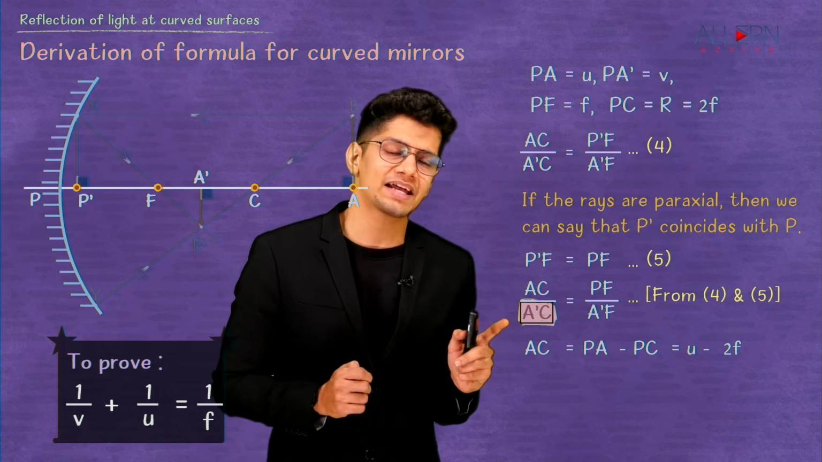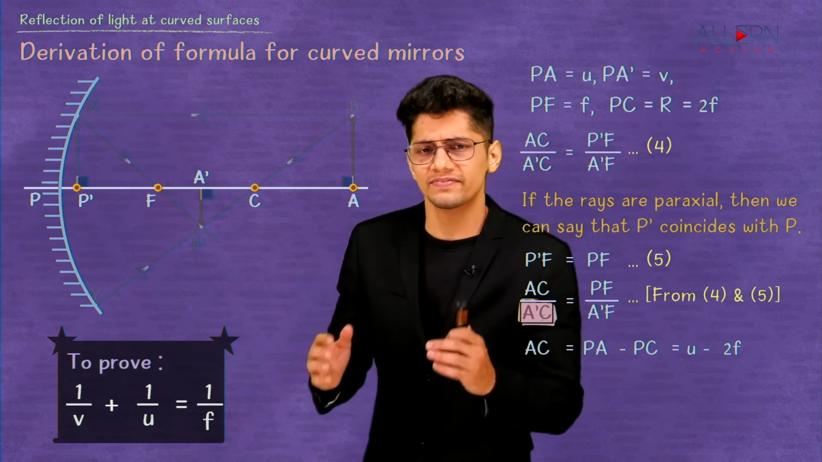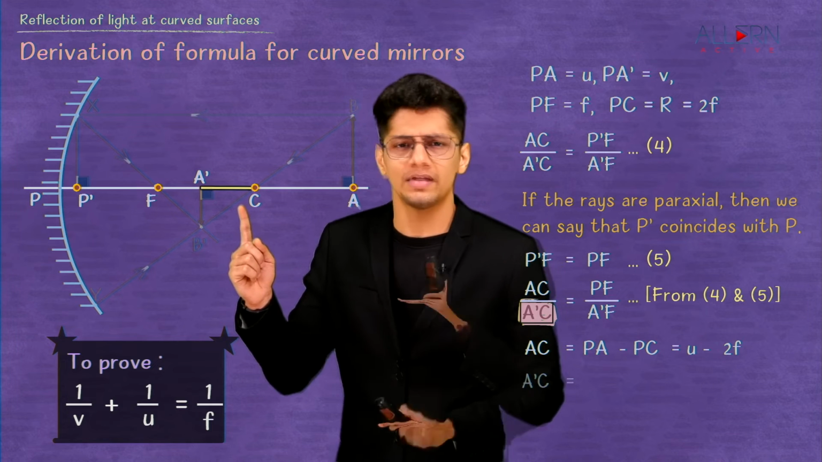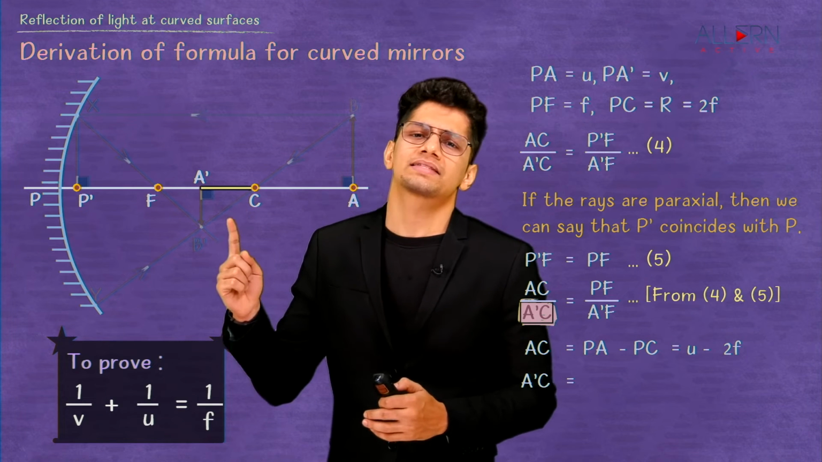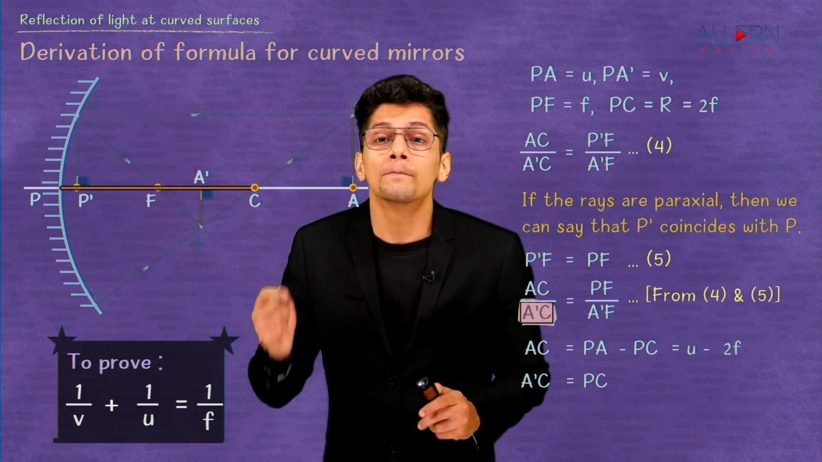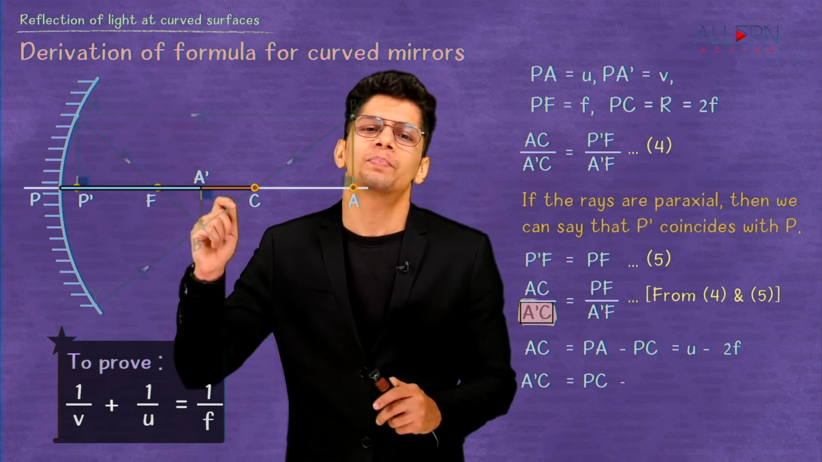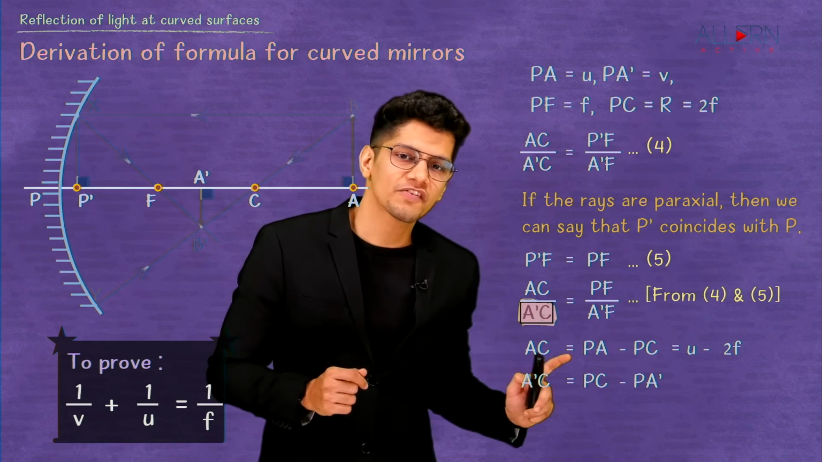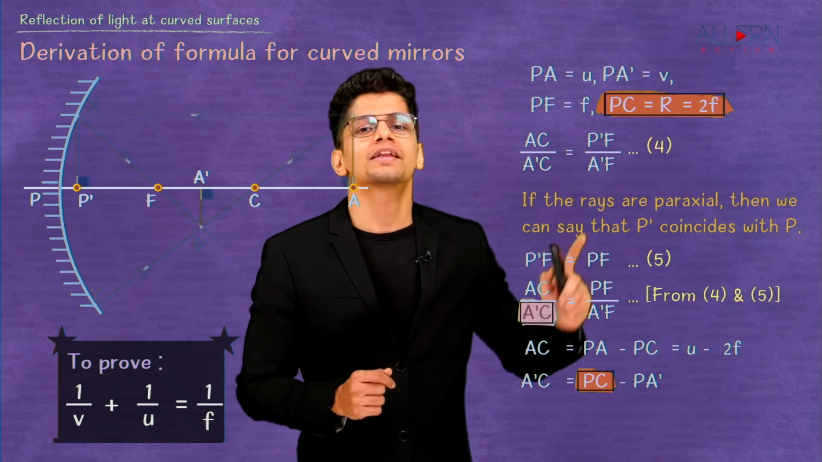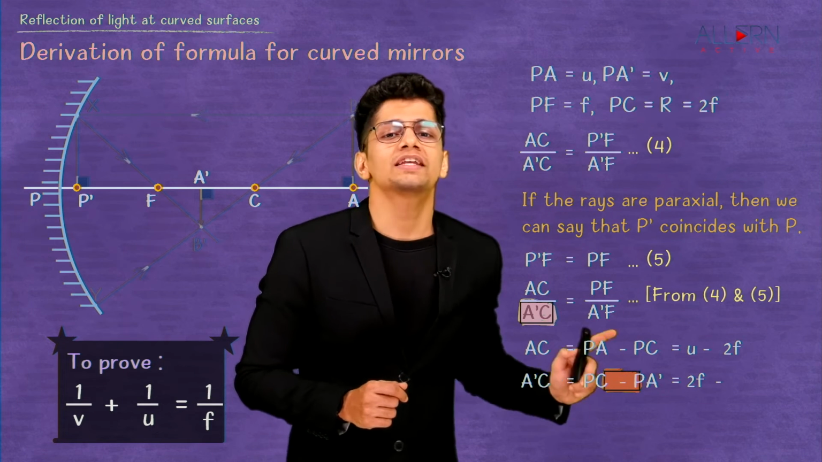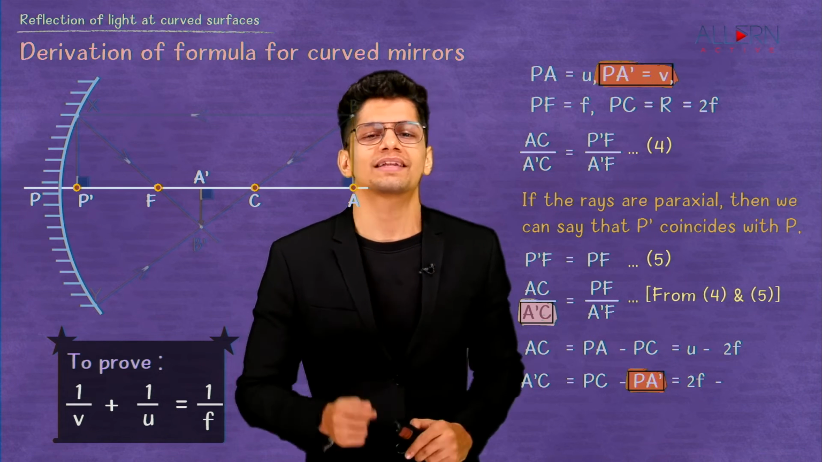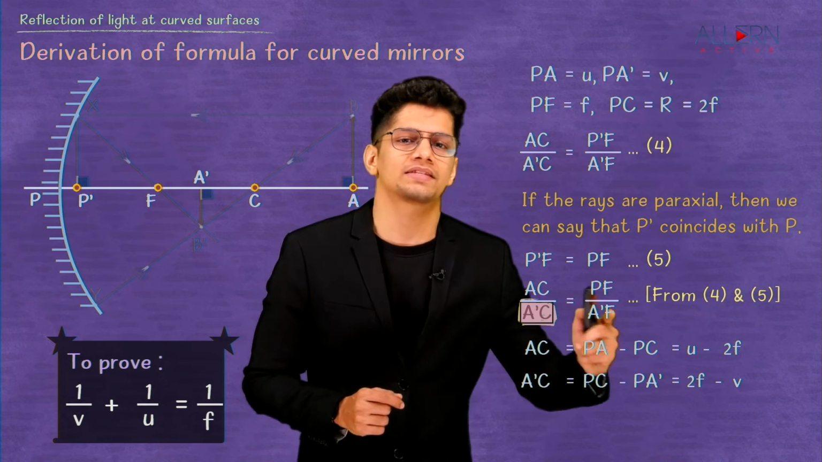Then we have A dash C. Let us find it out in the same way as we did for AC. We have A dash C over here. Is it a part of a bigger segment? Yes, it is. Which segment is that? That is PC. So we write PC minus PA dash. Do we have the value of PC? Yes, that is 2F. So we write 2F minus PA dash. Where is PA dash? PA dash is over here, that is V. So we have 2F minus V.